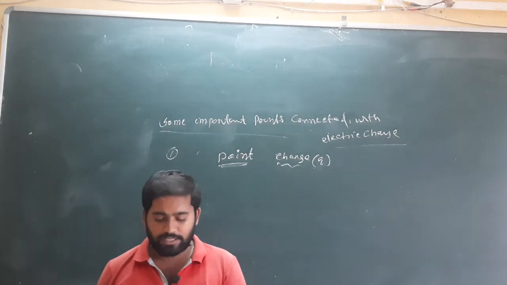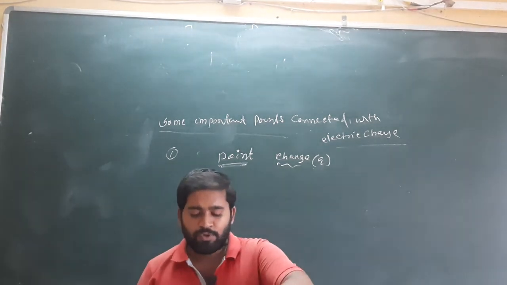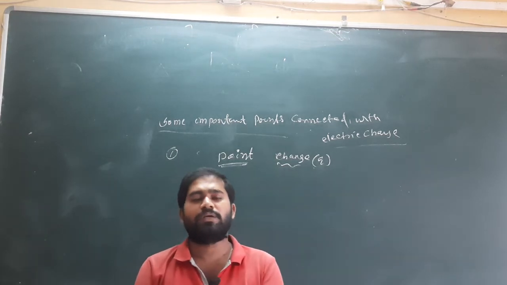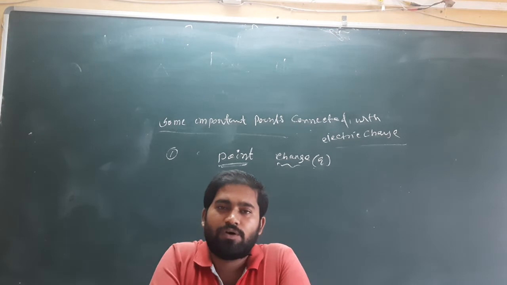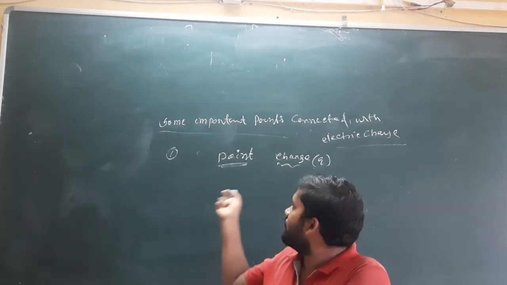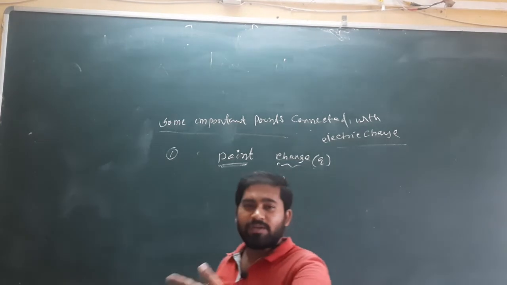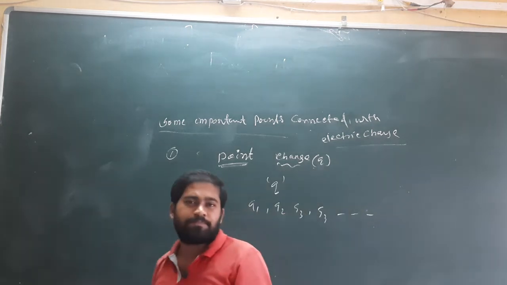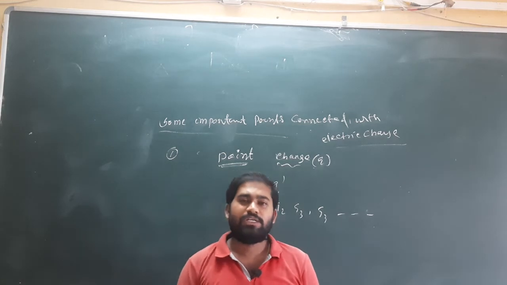A point charge is a charge whose magnitude is very small. A point charge is a charge whose dimension is very small as compared to the distance up to which its effect can be observed. Simply, a point charge is a charge whose dimension or magnitude is very small. Often we represent a point charge as small q, and when a number of point charges exist in a system, you can mention them as q1, q2, q3, q4 like this.